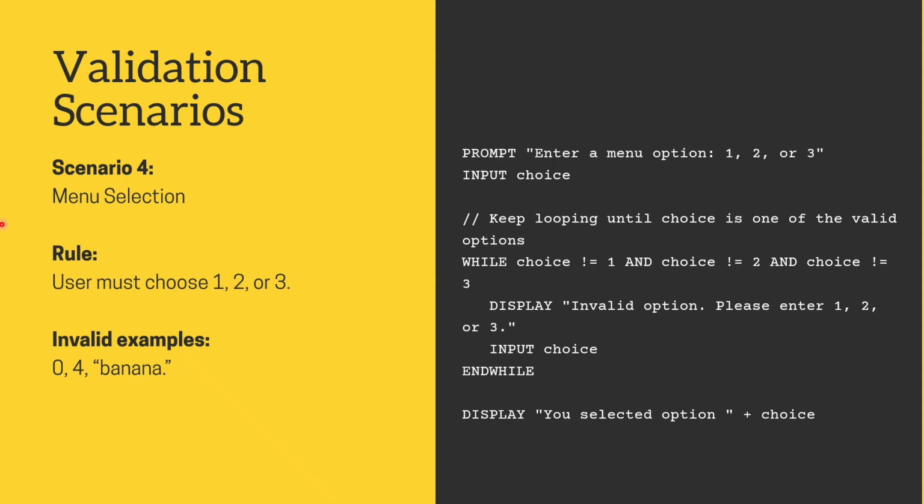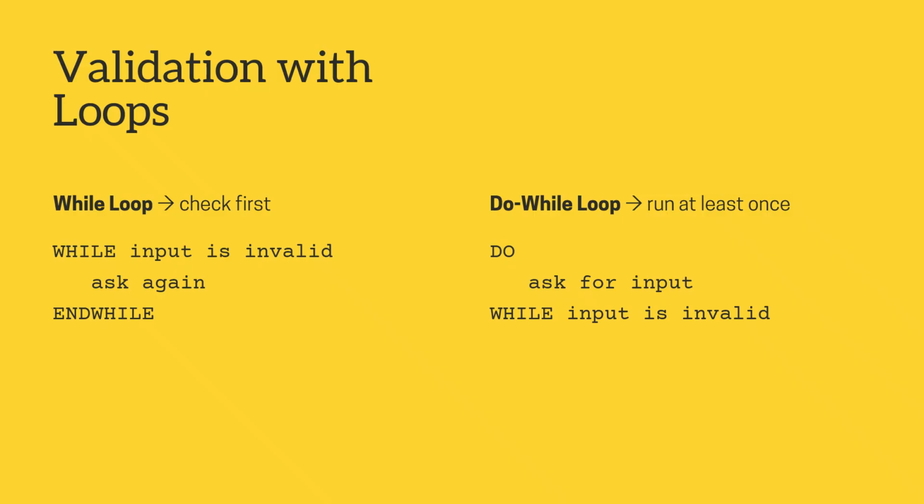Okay. Now, as you see here, just a note: we can use ands and ors and things like that to combine rules, like if we have multiple rules. Now, I want to slow down a little bit, and I want you to look carefully at how loops help with validation. I've been showing you the different loops within the scenarios.